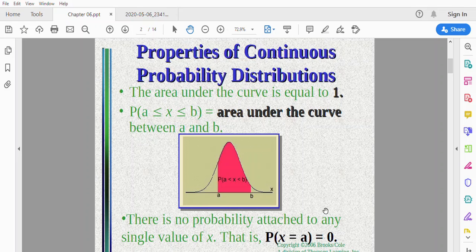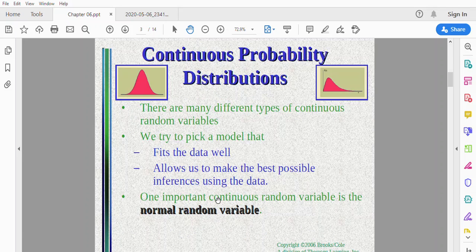Okay, so the main point here is the normal distribution uses the curve, where the total area is equal to 1, and we need to identify it by using the point form of a value. Okay, there are many different types of continuous random variable. So the most important continuous random variable is the normal random variable.